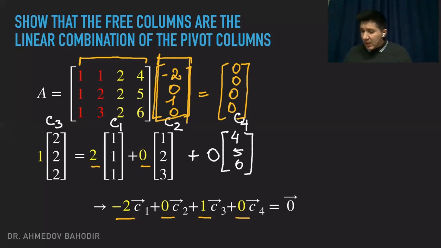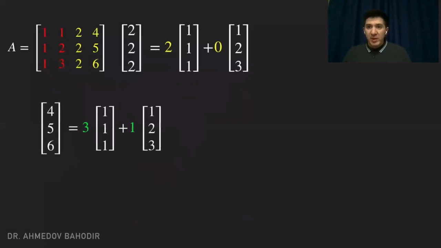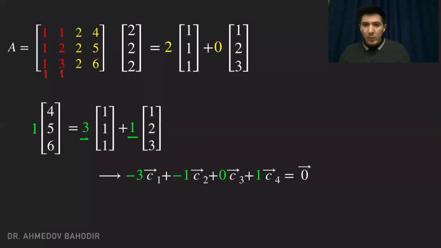Okay, so now let's see how we can express the last column, the fourth column, using the combination of the pivot columns again. I see that I'm going to use these 2 pivot columns. If I multiply the first pivot column by 3 and the second pivot column by 1, what we get is essentially the fourth column. And again, I'm going to multiply the fourth column by 1, and put these 2 pivot columns on one side. If we put this to one side, we get the 0 vector on the other side.